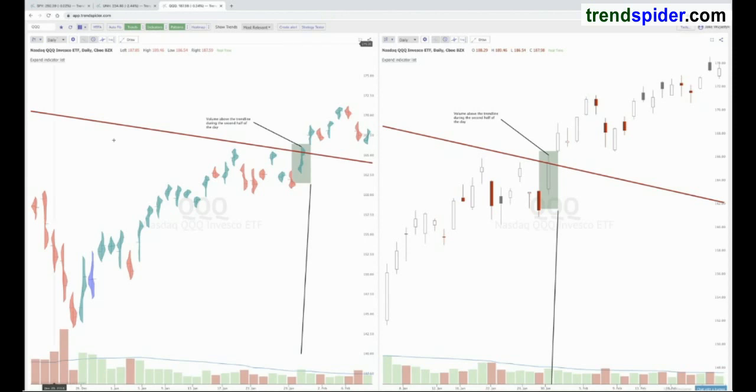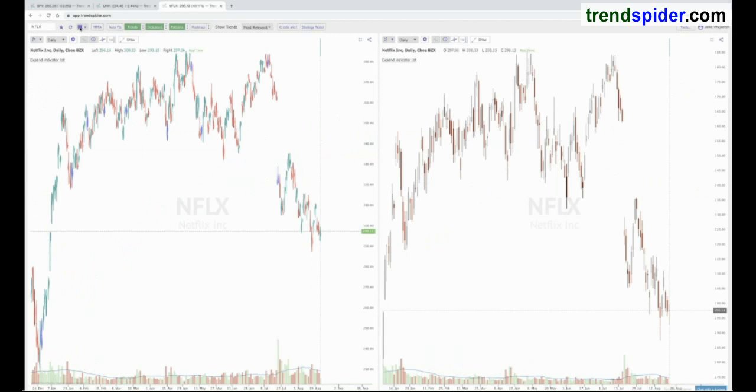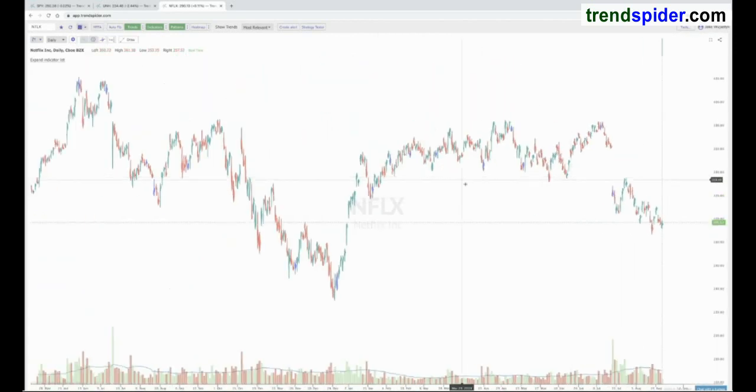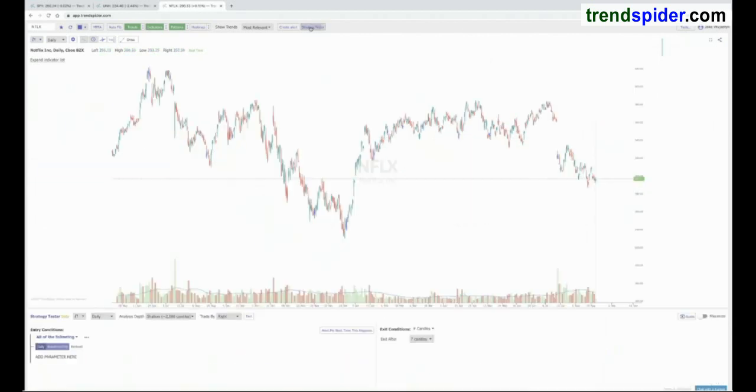Let's say that you want to test the raindrops out. That's one of the biggest things for me, because let's say I go to Netflix, which is one of the coolest charts to find raindrops on. You'll see that they're not incredibly common, but they do happen pretty often. And so instead of me having to go in and look at each one of these raindrops and how it's performed, what I can do is just go to the strategy tester.